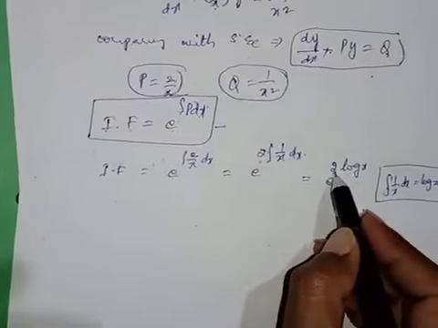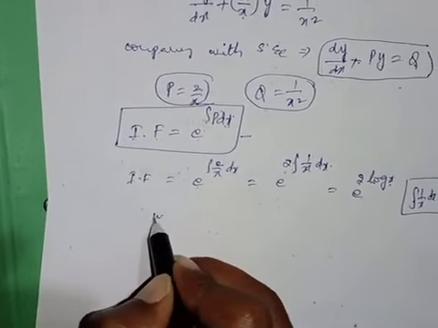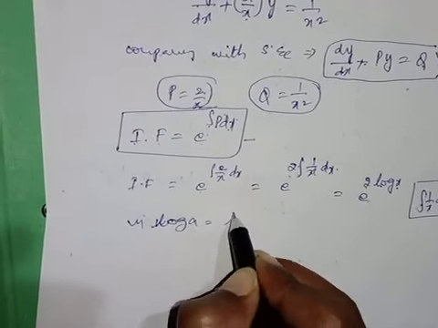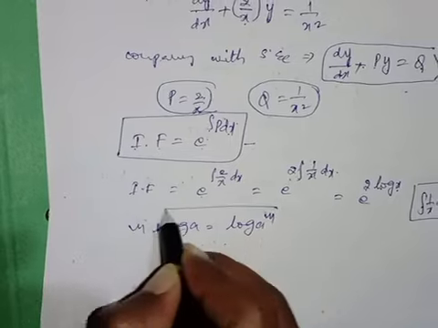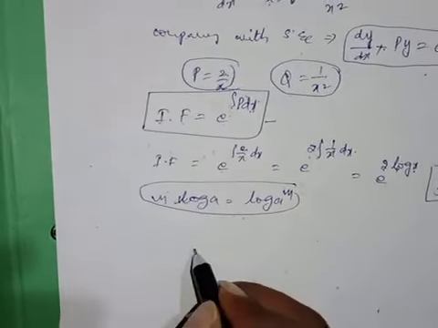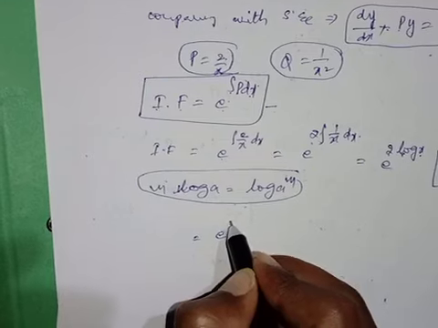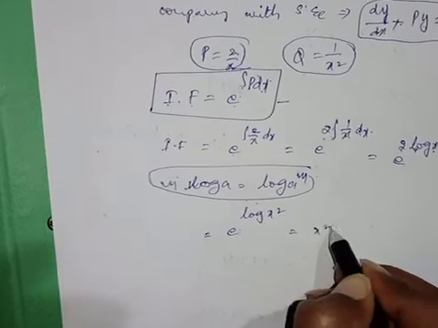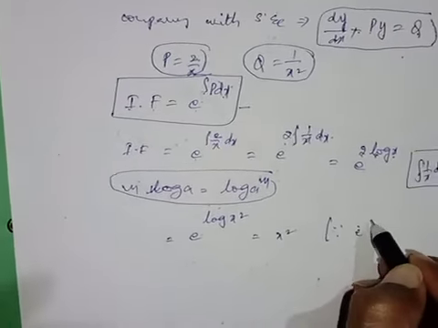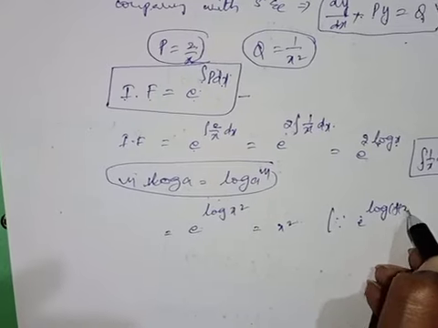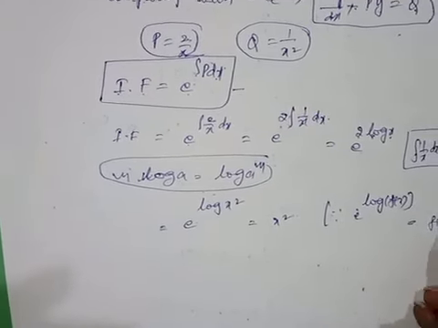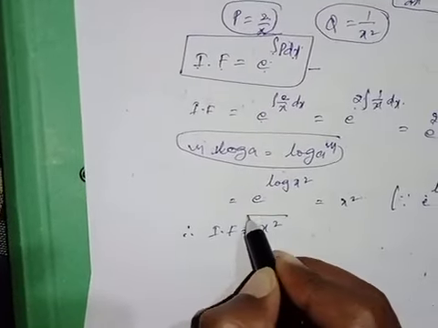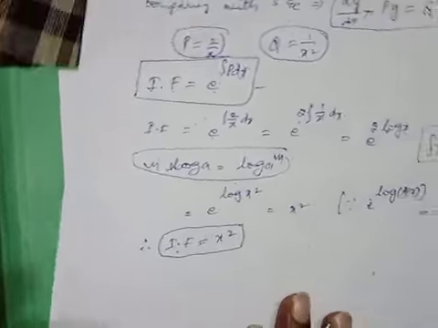So here if we observe 2 log x, we use m log a is equal to log a to the power of m. If we apply here, this will be e to the power of log x square, that is equal to x square, since e to the power of log of f of x is equal to only f of x. Therefore the integrating factor is equal to x square. Here IF means integrating factor.